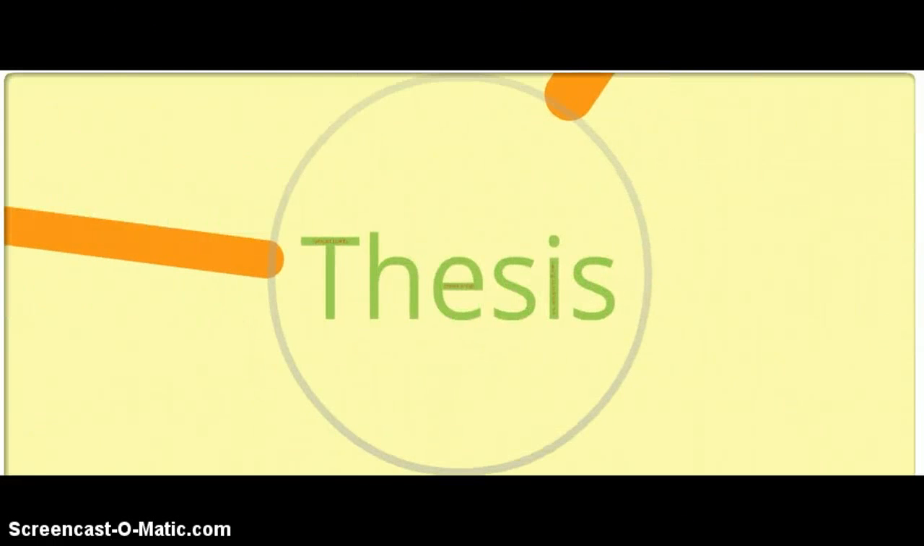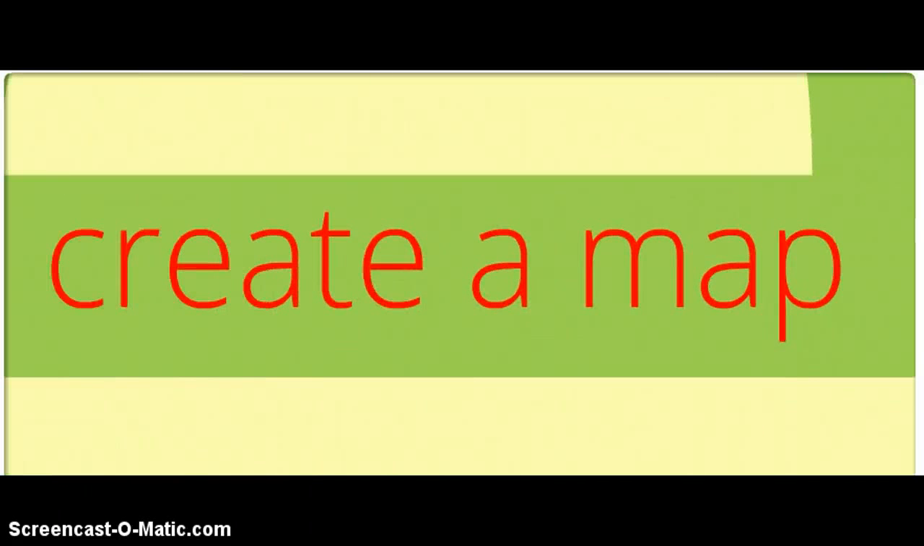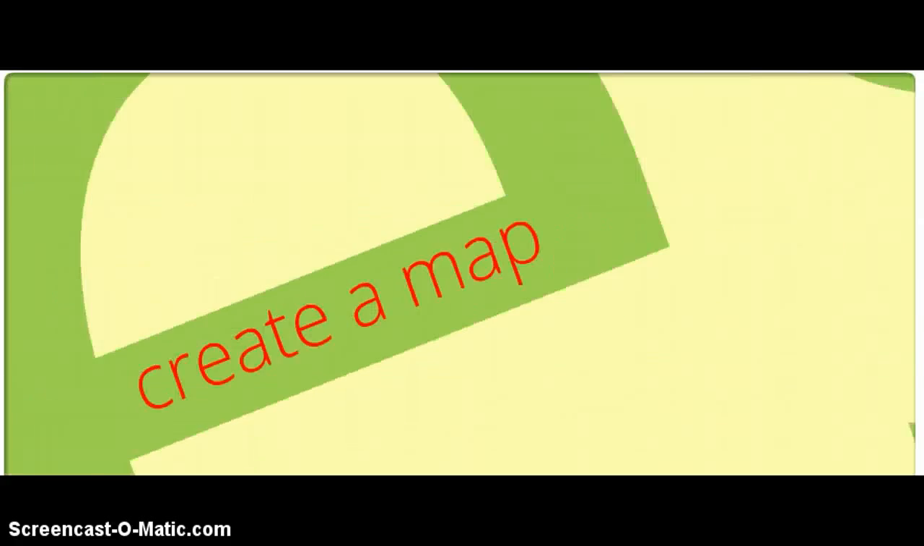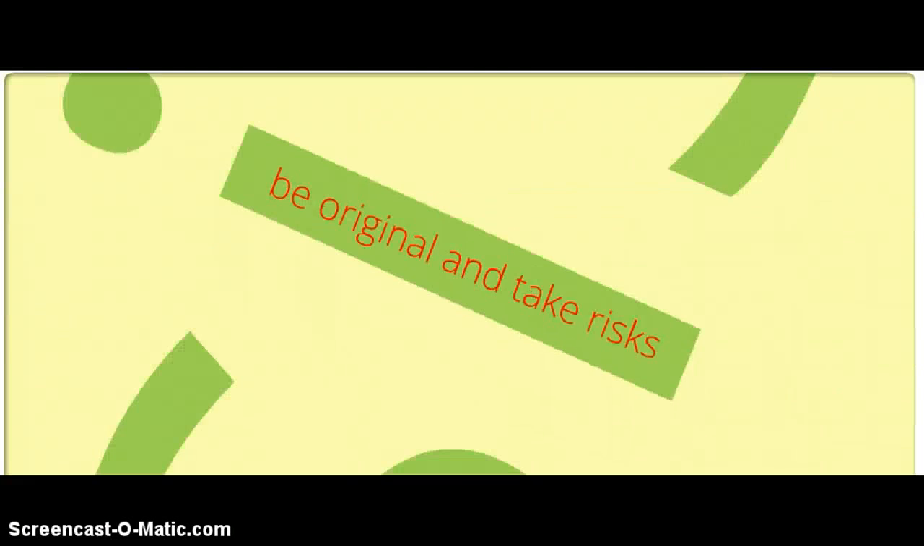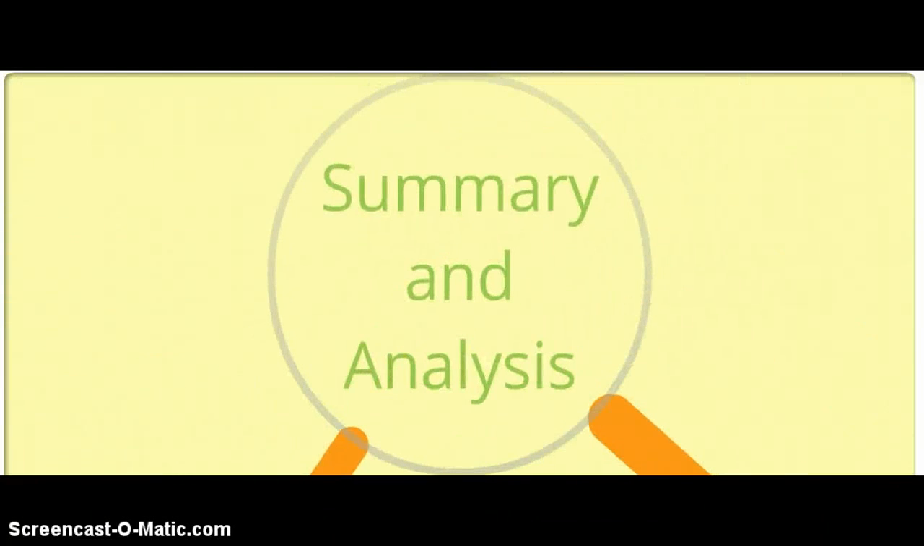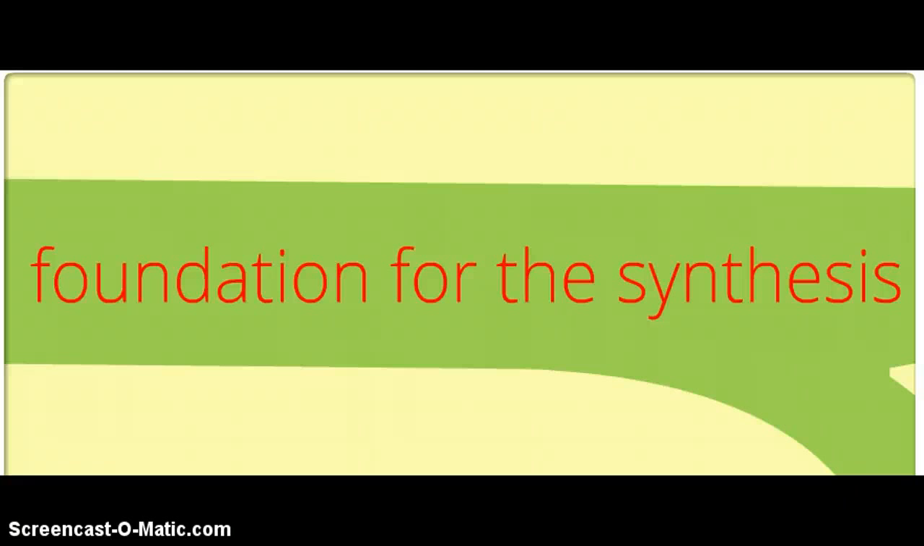From there, move on to present your own thesis. This will forecast the main analysis and synthesis points that you will make in the essay, as well as create a map for your readers. The thesis should be your own original connection of ideas and should contain some element of risk or newness. From your thesis, move into your first main analysis point. This is where you will probably want to go ahead and provide a brief summary of each of the texts. It should take up about a half to two-thirds of the essay. It will lay the foundation for the synthesis to come.